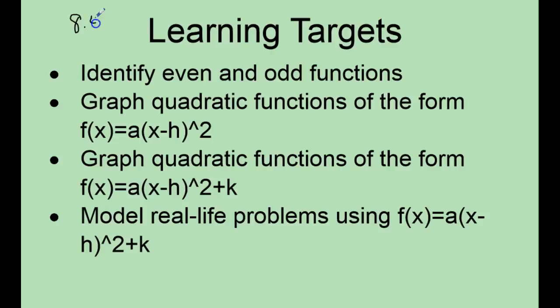Alright, here we're looking at section 8.4, and our learning targets for today are identify even and odd functions. Then we're going to continue our graphing quadratic functions, but now we're going to be looking at this form. We've been dealing with standard form so far, but now we're going to be looking at what is called vertex form. So I've got f of x equals a times the quantity x minus h squared, and that's how we know that it's a quadratic, because I have that exponent of 2.